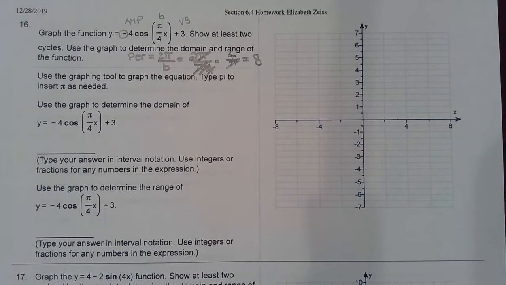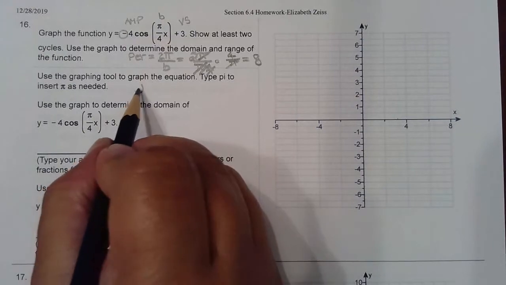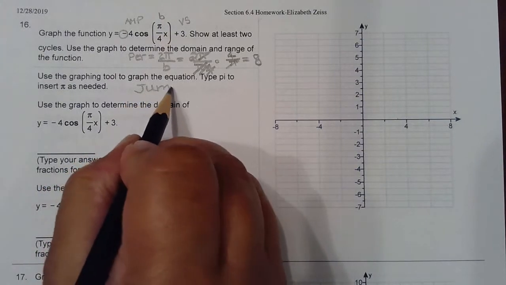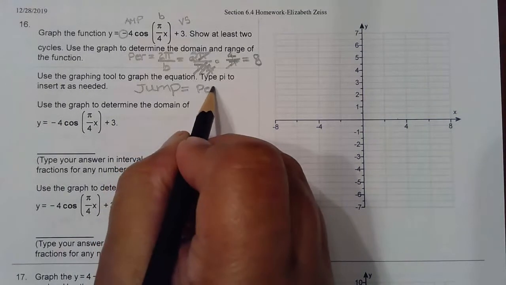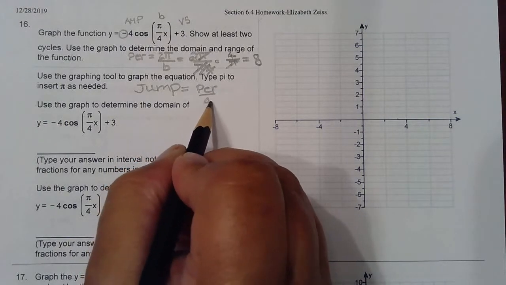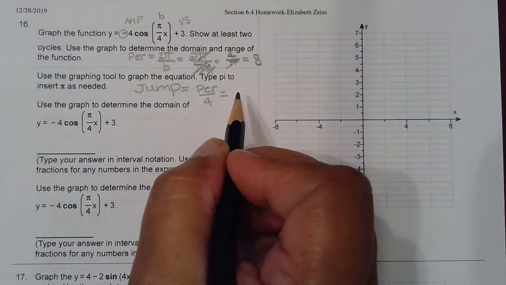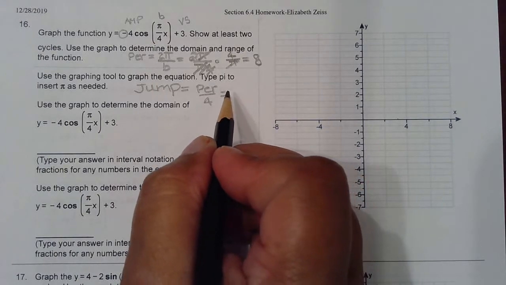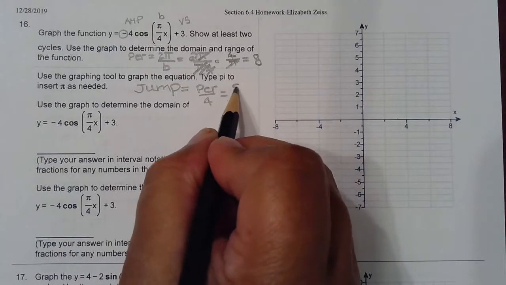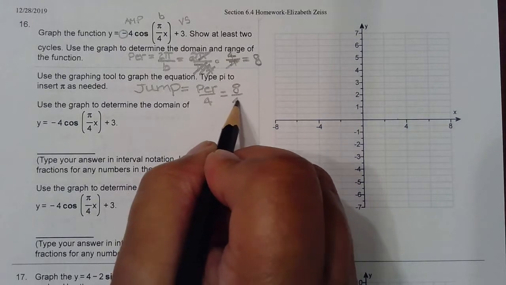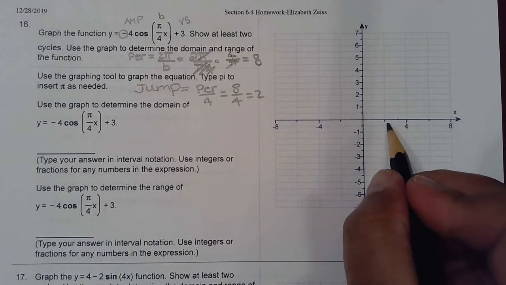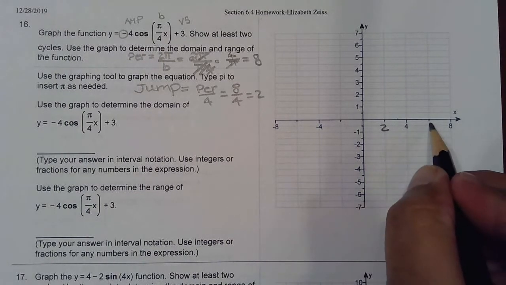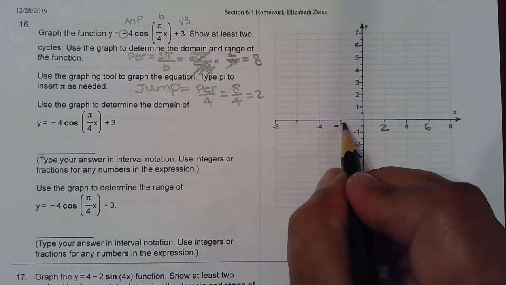Okay, so we have the period. From the period comes the jump. The formula for jump is the period divided up into 4 parts because you have a 4-part pattern for graphing any of these graphs. So period is 8, divided into 4 parts is 2. Our jump is going to be 2. So every time we plot a point, we will slide over 2 units.